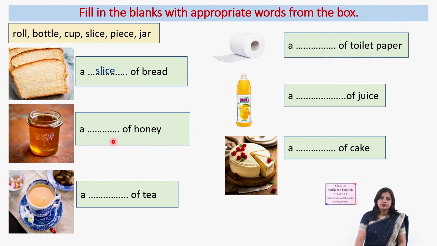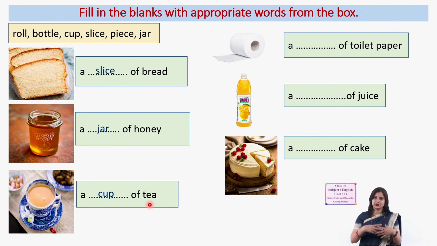Then the next one is a blank of honey. What have you written? Just see the picture also. What is this? What can you call it? Very good. Yes, it's a jar of honey. All right. The next one, a blank of tea. Yes, of course, it's a cup of tea because you consume it every day. You know that.